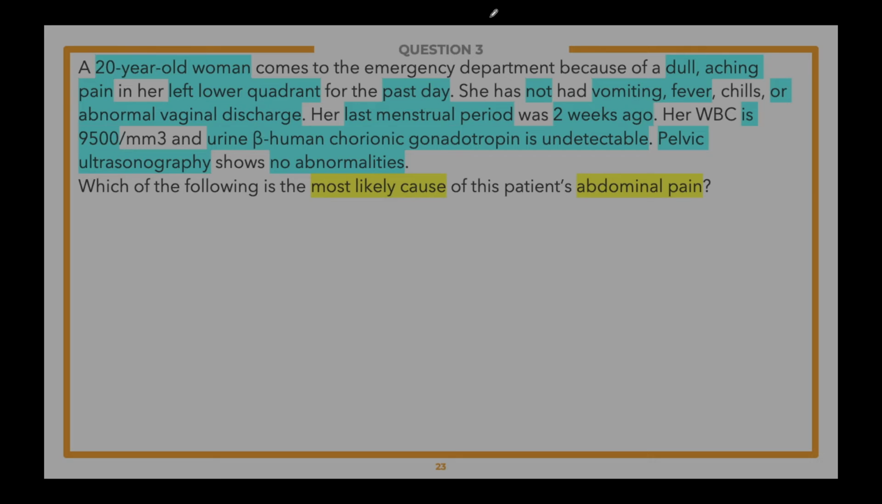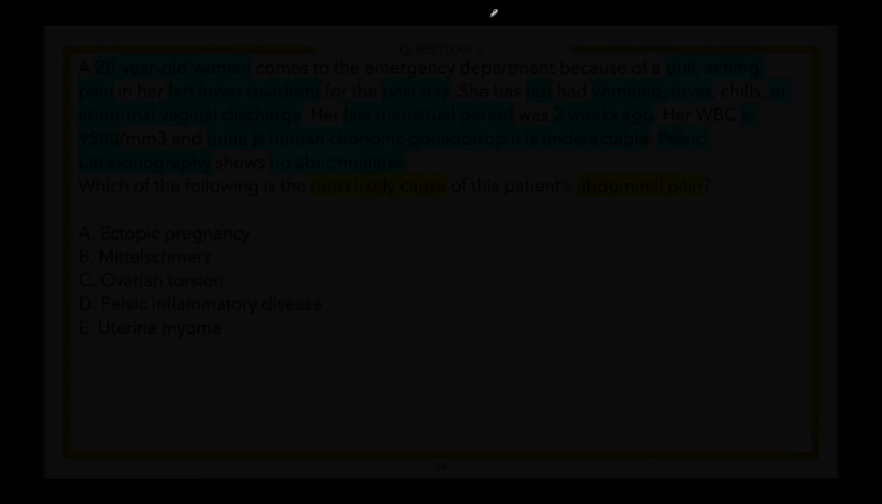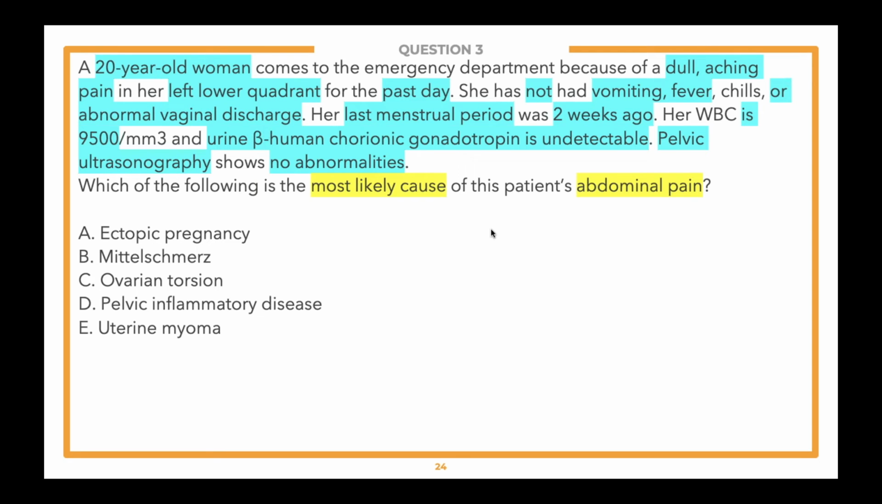So let's go ahead and take a look at those answer choices. And once again, we've got 5 answer choices. I think they have just diagnoses here, so maybe more of a one-step process. I'm going to read those starting from the bottom, working my way up to the top. Answer choice E, uterine myoma. D, pelvic inflammatory disease. C, ovarian torsion. B, Mittelschmerz. And A, ectopic pregnancy.